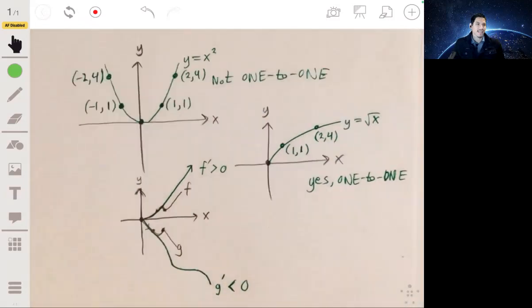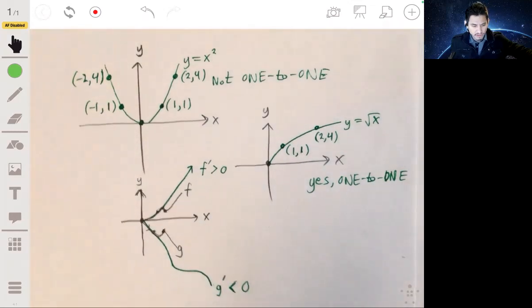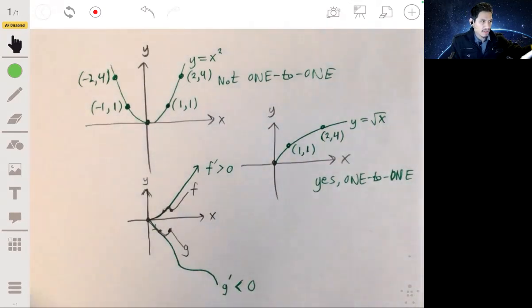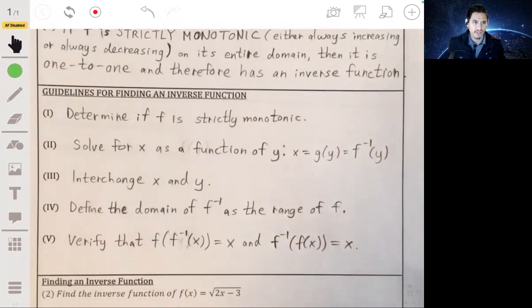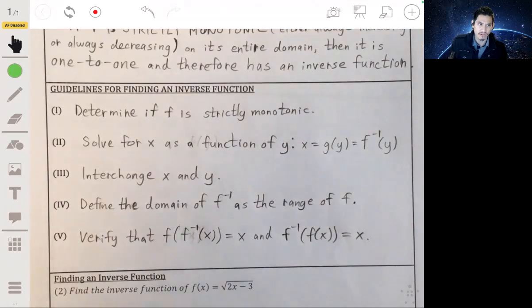So that's just kind of the logic and rationale behind why a monotonic function is 1-to-1. Which again, if you really want to understand this stuff, really take time to absorb this and think about it, because then inverse functions become a lot less complicated. Okay, so let's go through now some guidelines on how we can find the inverse function for a given function, and then let's go through an example.